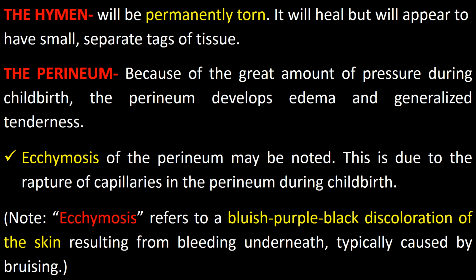The mother may also note ecchymosis in the perineal area. When we talk about ecchymosis, these are bluish purple-black discolorations of the skin resulting from bleeding underneath. They are typically also called bruising, or in Ilocano, on Tagalog, pasa. The perineum may have pasa or bluish black discoloration. And what do we do when we see those kinds of things? We can apply an ice pack to stop the capillaries in that particular muscle from bleeding.